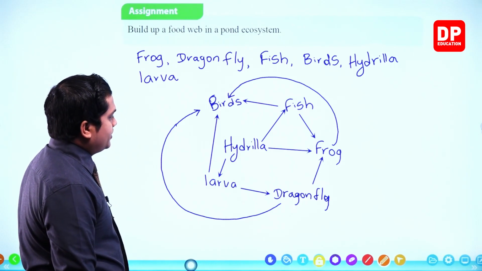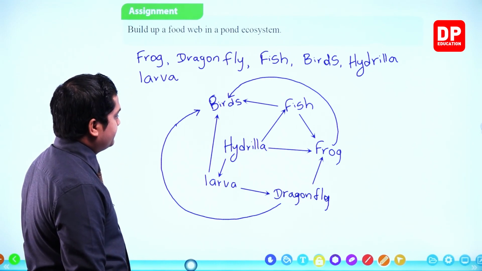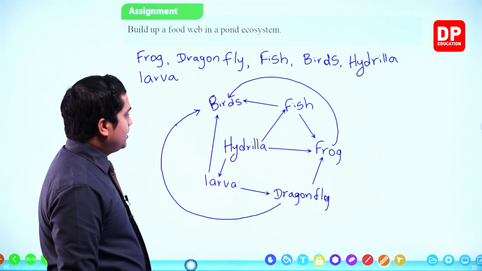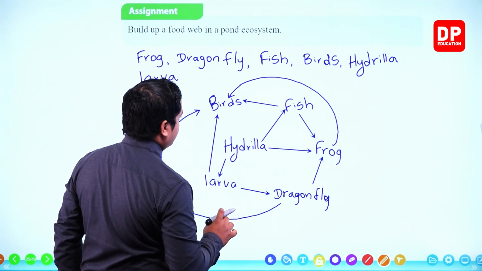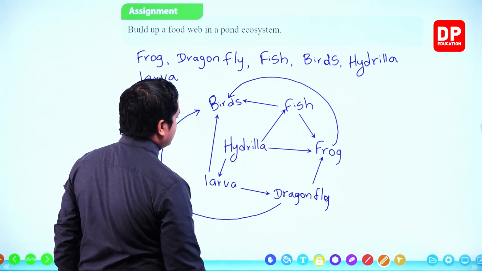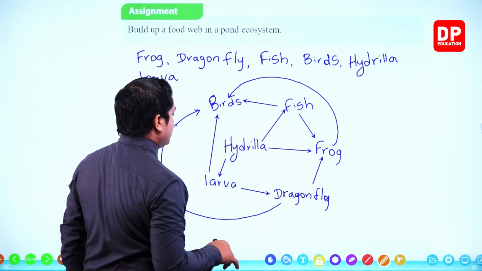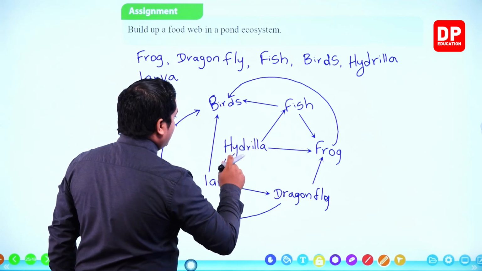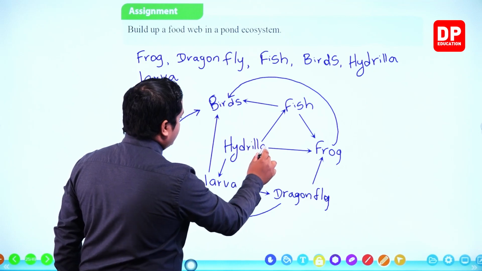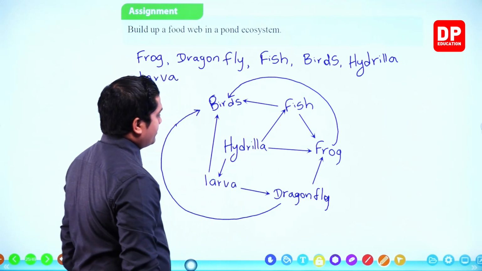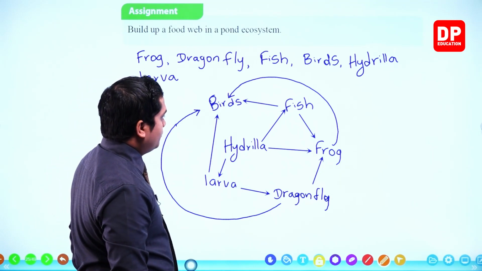Right. So my dear children, this is a simple food web that we can observe in a pond ecosystem. So this is the hydrilla plant. As you can see here, all the arrowheads are pointed towards the other organisms, while the other end of the arrow is starting from the hydrilla plant. See, all the other ends are starting from the hydrilla plant. So this is called a food web.